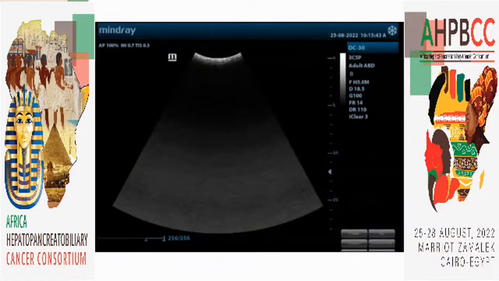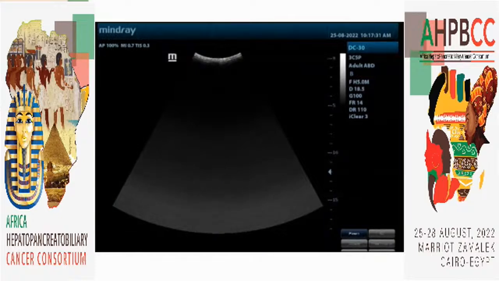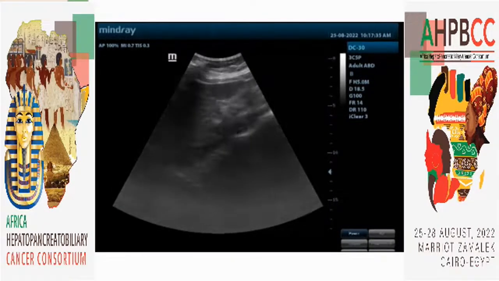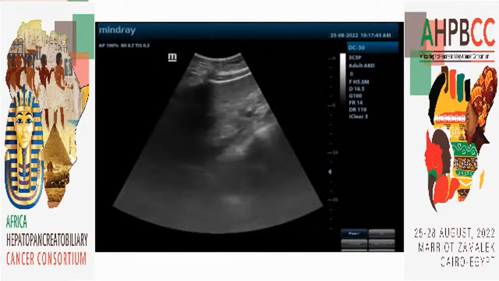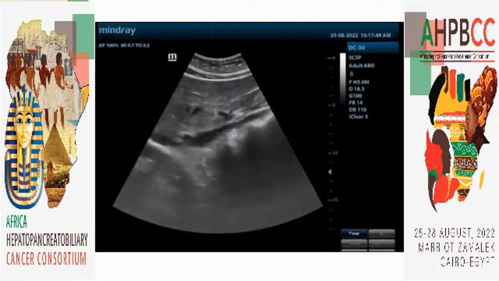She has hypothyroidism, on Eltroxin. She was complaining of epigastric pain, and by ultrasound examination, no history of liver problem, and no history of oral contraceptive pills intake. She is hypothyroid on Eltroxin.